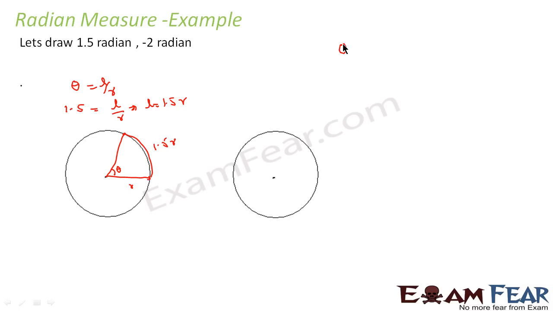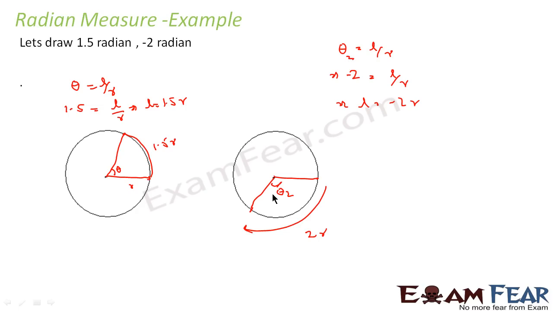Now in the case of minus 2 radian, theta is equal to L by R, and theta is minus 2, so minus 2 is equal to L by R. So L is equal to minus 2R. Here we have to take R in the negative direction. Let's suppose this is 2R, so the negative one is minus 2R. This is the point. So this angle, I'll call theta 2, is nothing but minus 2 radian. We have seen how we have plotted the angles.